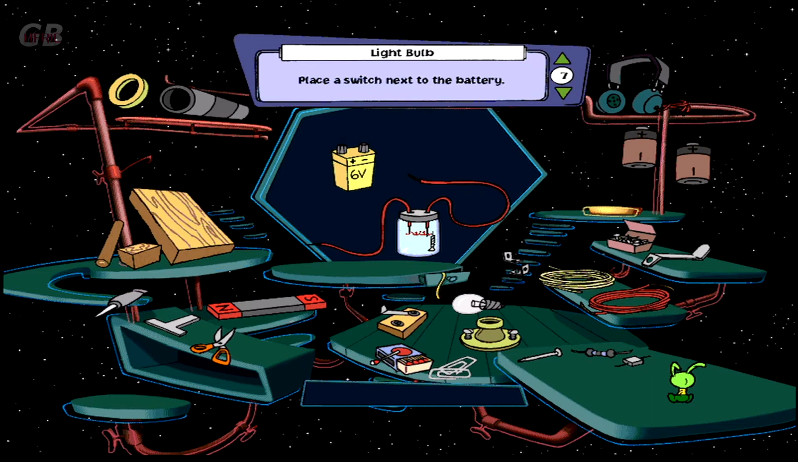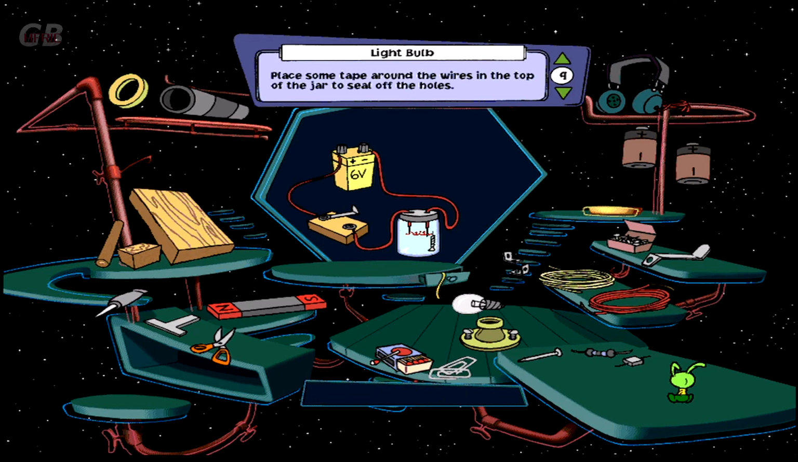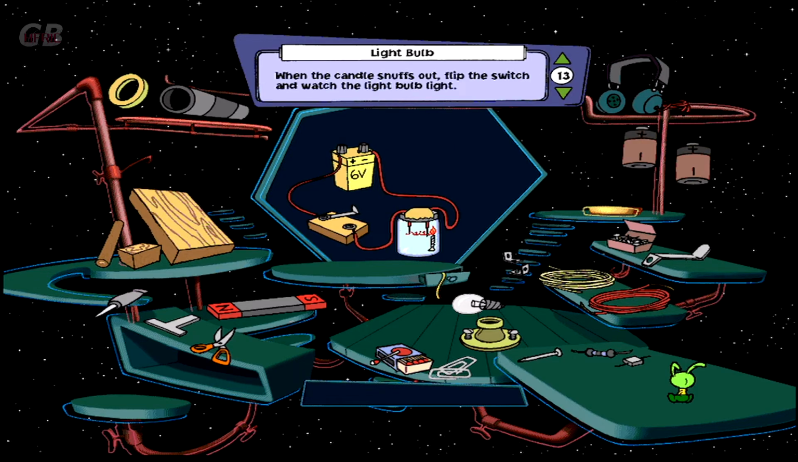Place a switch next to the battery. Connect a wire from the battery to the switch. Place some tape around the wires in the top of the jar to seal off the holes. Lift the lid off of the jar. Take a match and light the candle. Firmly close the lid on the jar as the candle burns. When the candle snuffs out, flip the switch and watch the light bulb light.